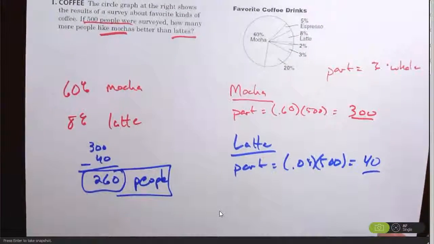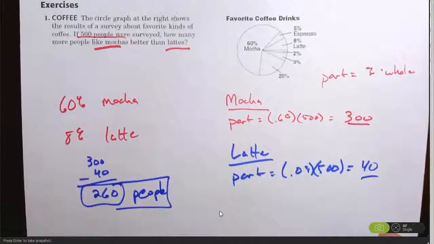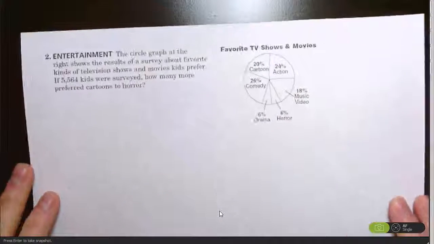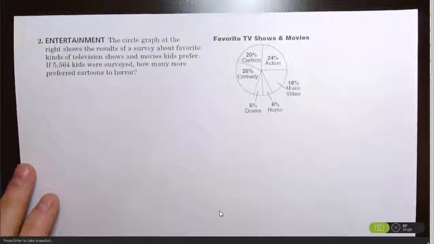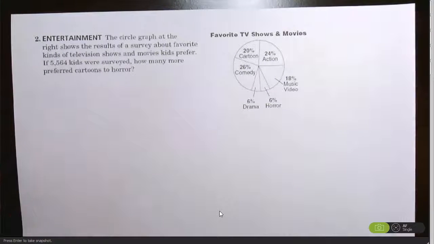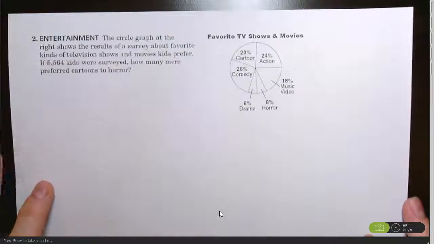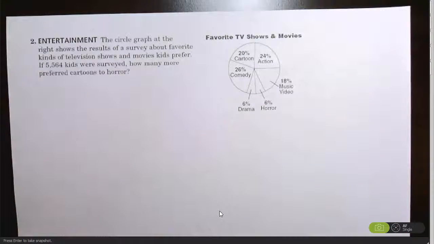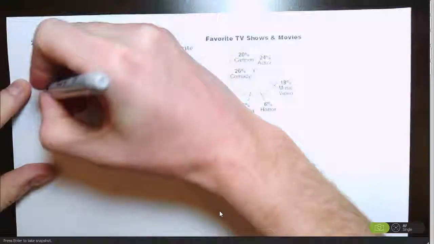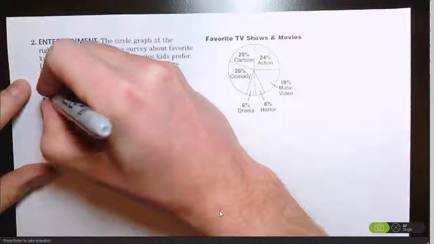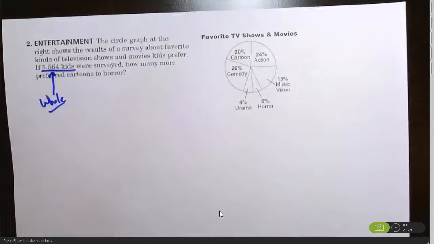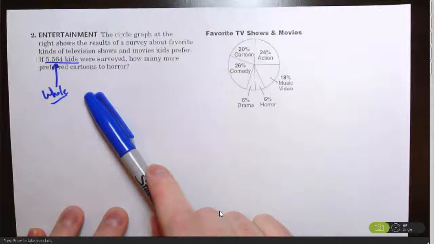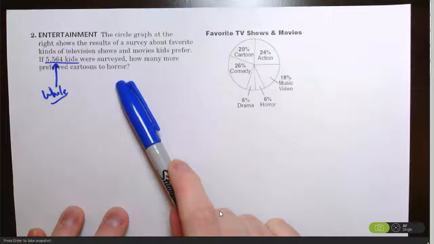Okay, I'll give you a chance to catch up before we jump to number 2. The circle graph at the right shows the results of a survey about favorite kinds of television shows and movies kids prefer. If 5,564 kids were surveyed, so right there before I know anything, that's the whole amount. How many more preferred cartoons to horror?